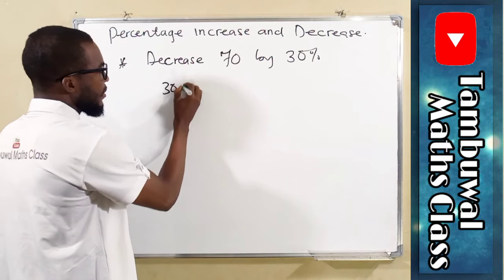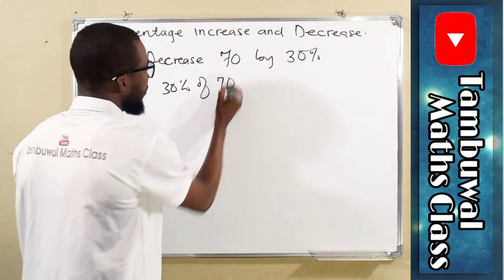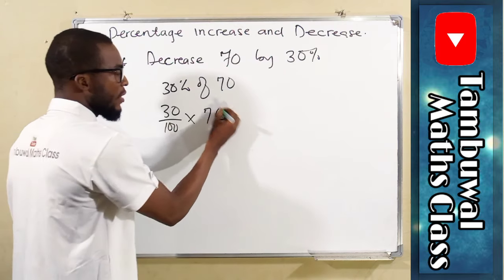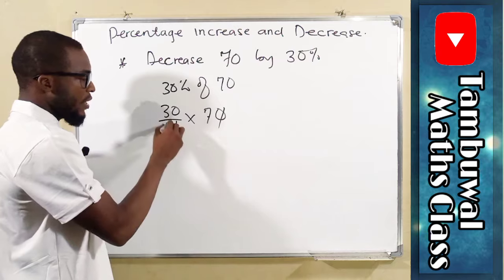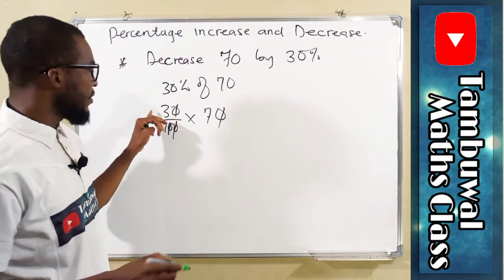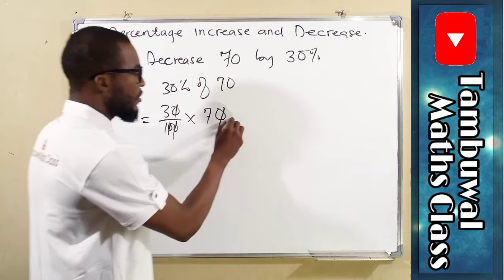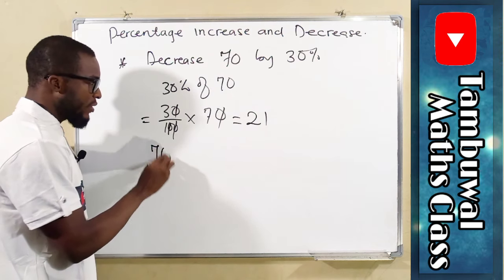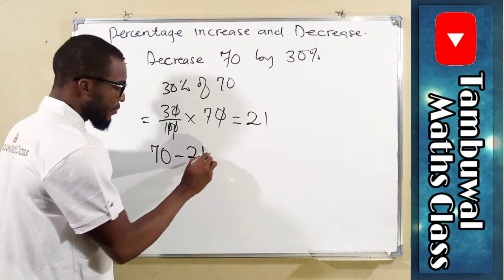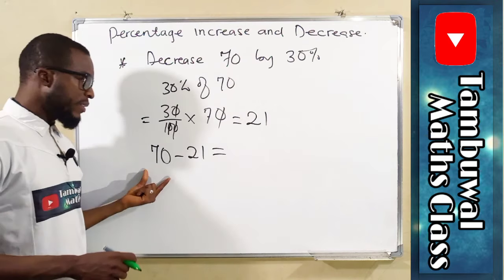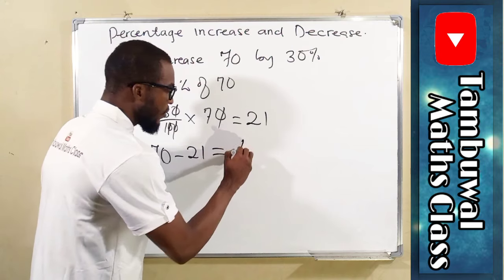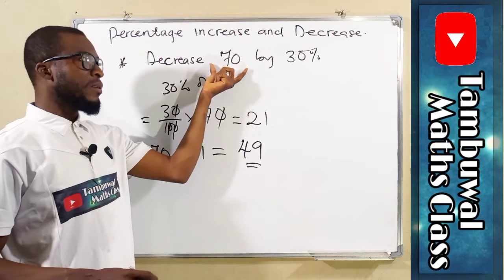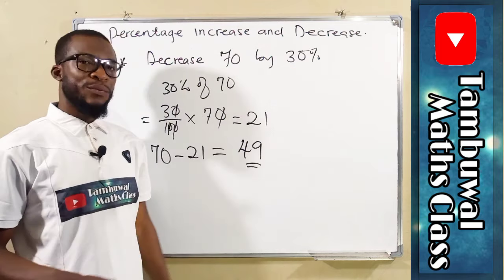So 30% of 70 is the same thing as 30 out of 100 multiplied by 70. We have 70, 0 here, 0 here, 0 here, 0 here. All we have left is just 3 times 7, which is equal to 21. We are decreasing, and hence we are going to subtract 21 from 70. And 70 minus 21 is equal to 49. Therefore, if you reduce 70 by 30%, you shall obtain 49.